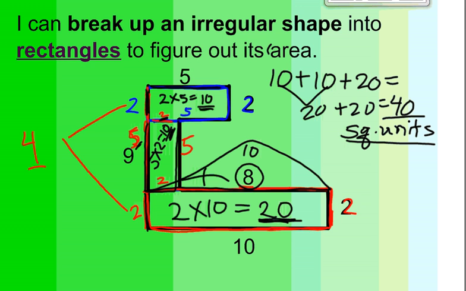Okay, we're going to continue to break up irregular shapes using what we know about rectangles to find the area of individual rectangles. Then we're going to add those together to figure out the whole measurement of the inside of the shape.